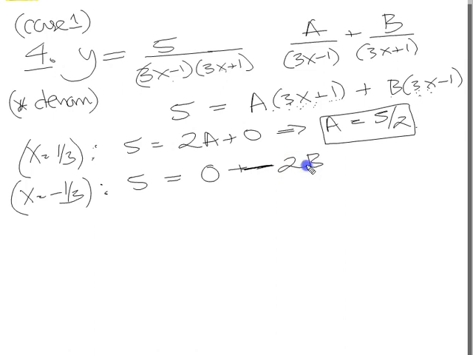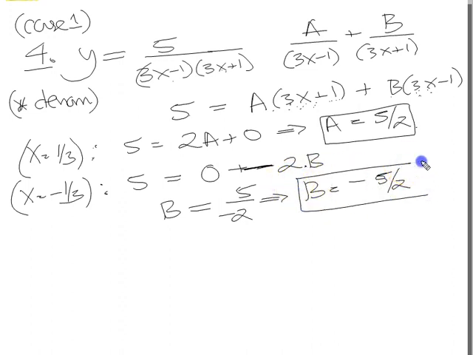So we end up dividing by minus 2 both sides, and reading from right to left as we write, b equals 5 over minus 2. So b is equal to minus 5 over 2. Bring the minus up the top, over 2. There we go. That's nice.